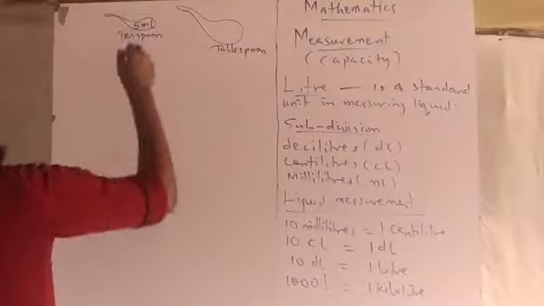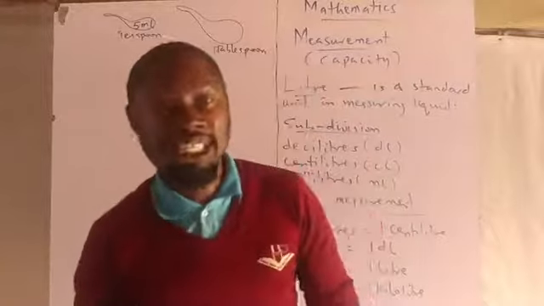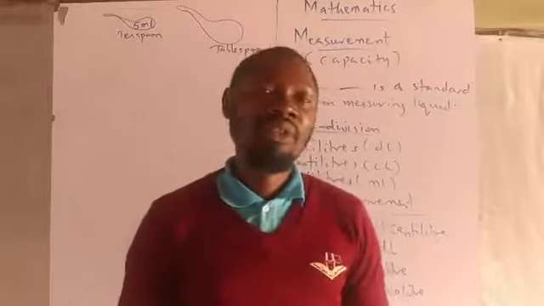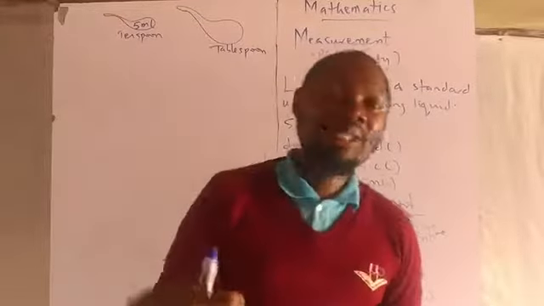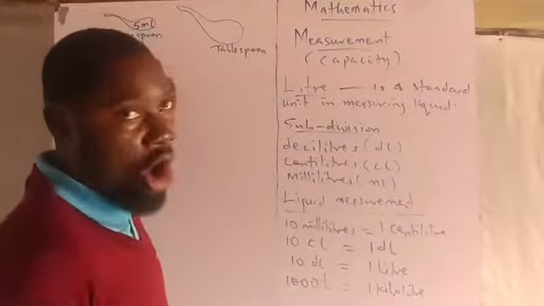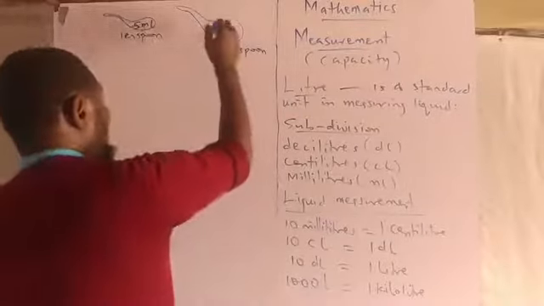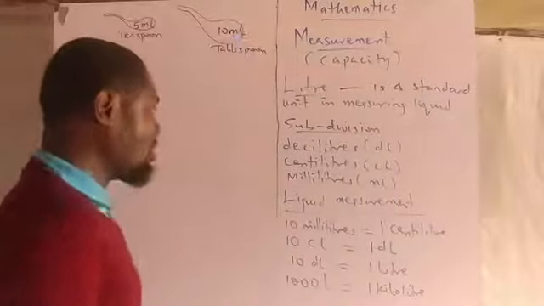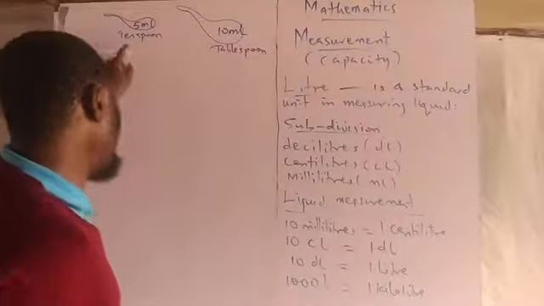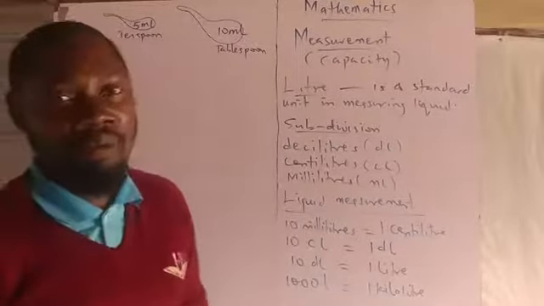Now the tablespoon is the one we use at home when you're eating your rice and your beans, your porridge. That spoon you use when eating your food at home, which is bigger than the one in your medicine box, is called a tablespoon. Your tablespoon is 10 milliliters. That you should know. A teaspoon has 5 milliliters. A tablespoon has 10 milliliters.